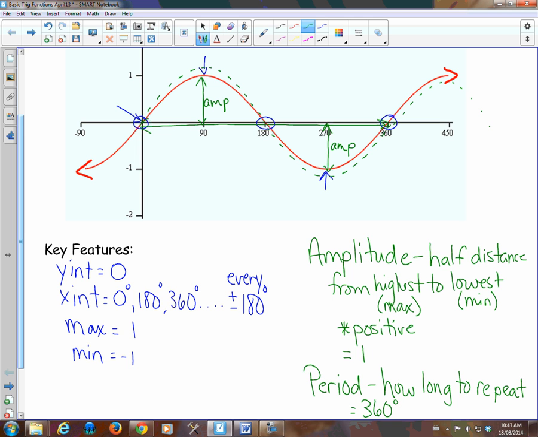So that's our basic sine function. So you're going to need to remember that basic shape. Remember, sine has a y-intercept of 0. It starts at 0, goes up to a maximum of 1, crosses at 180, goes to a minimum of -1, crosses at 360, and repeats that pattern.